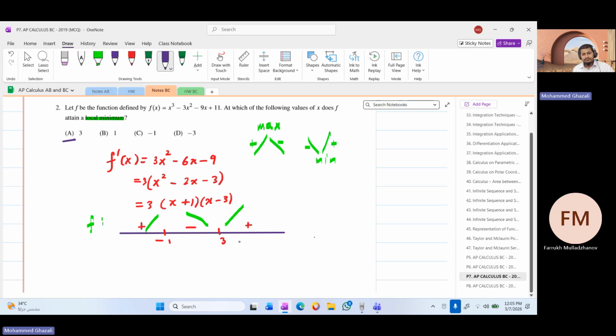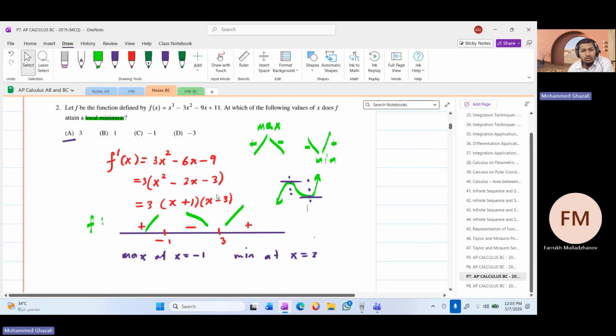Make sense? Yeah, makes sense, sir. This is a max at x equal to -1 and a minimum at x equal to 3. Now, if you remember the cubic function, the value of a is positive, so your graph goes like this. So obviously the maximum will be the smaller x value and the minimum will be the higher x value. So I did it two ways, but you don't need to know the shape of the graph for this. You just need to draw the number line and work out your answer.